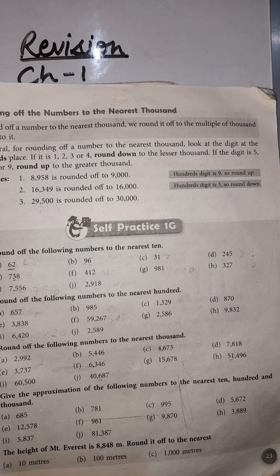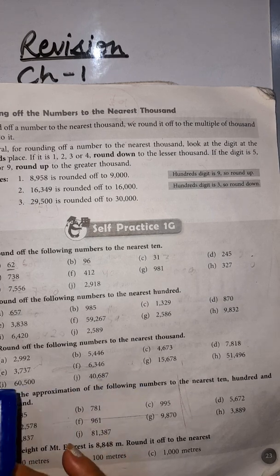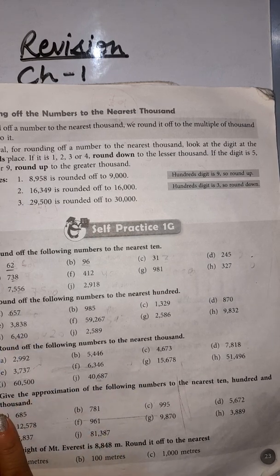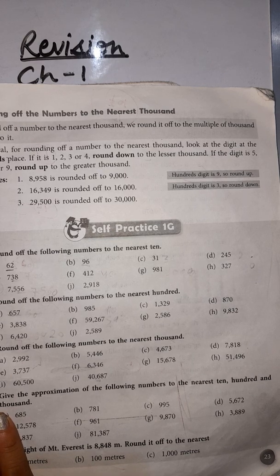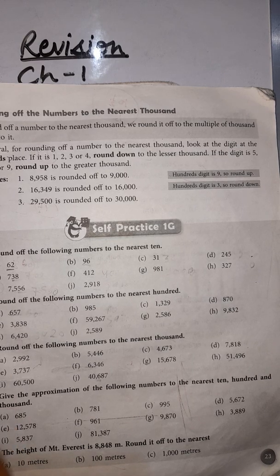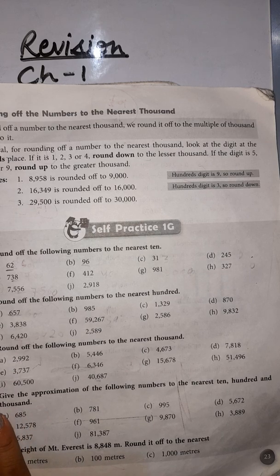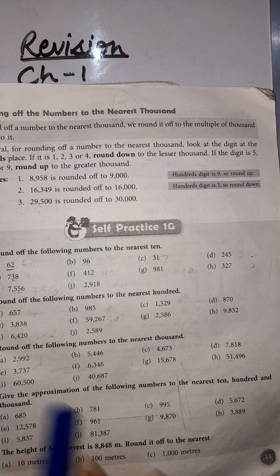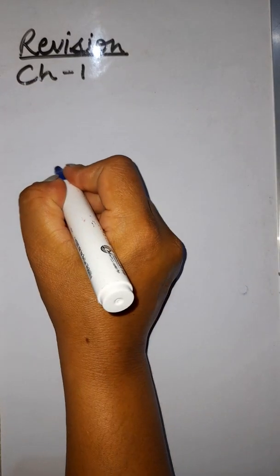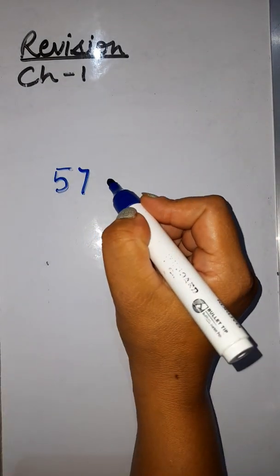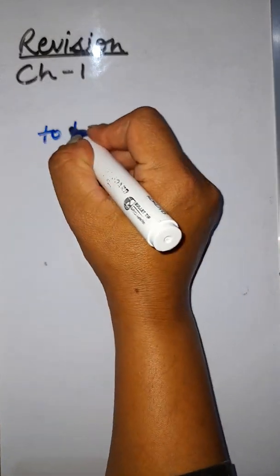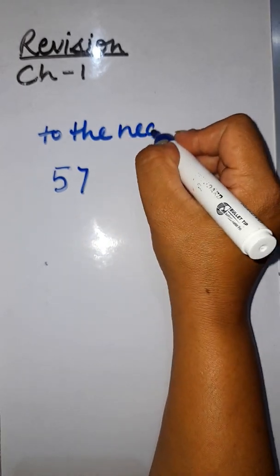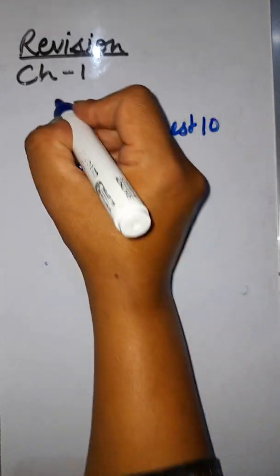Okay, so in general, for rounding of a number to the nearest 10, look at the digit in the ones place. If it is 1, 2, 3 or 4, then round down the number to the lesser 10. If the digit is 5, 6, 7, 8 or 9, then round up the number to the greater ten. Okay. So suppose we have a number here that is 57. We have to round this number to the nearest 10. Okay, rounding off.